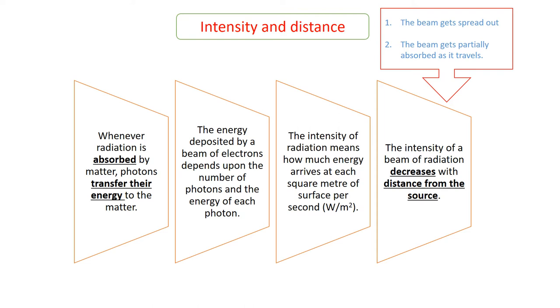When the beam of radiation falls on an object, or when the beam of radiation is emitted from a source, the beam always gets spread out in all directions. The beam gets partially absorbed as it travels. So there are some air particles in the path of the beam, and the air particles or matter particles present in the path of the beam also absorb some energy from the beam of radiation.